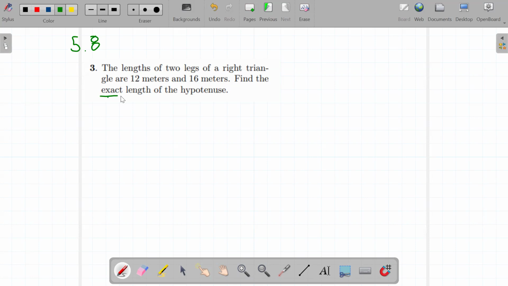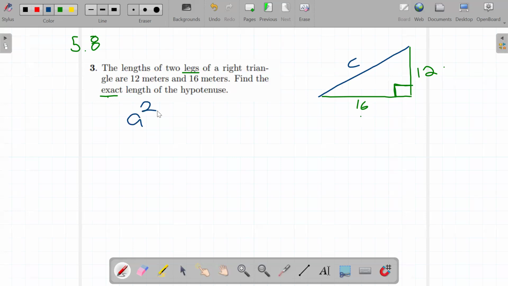So then I like to draw it just to keep myself straight. There's a right angle. One side is a little longer than the other. So I'm going to say this one is 16 and that one is 12. It doesn't matter if you do 12 then 16 for these, as long as the legs are attached to the right angle. And then they say find the hypotenuse, which is going to be this long side, which I'm going to call c.